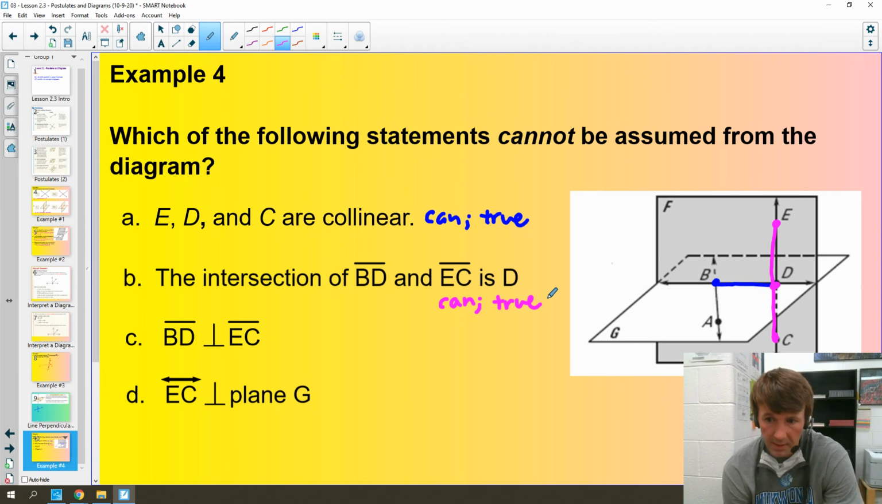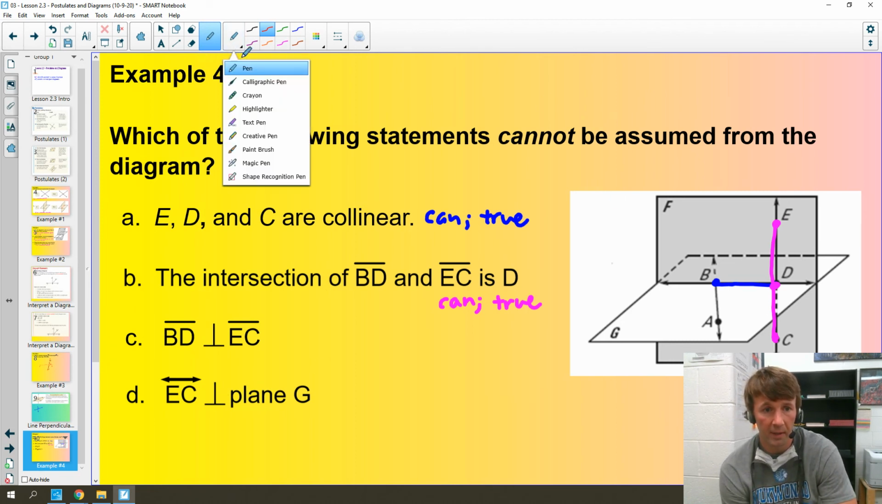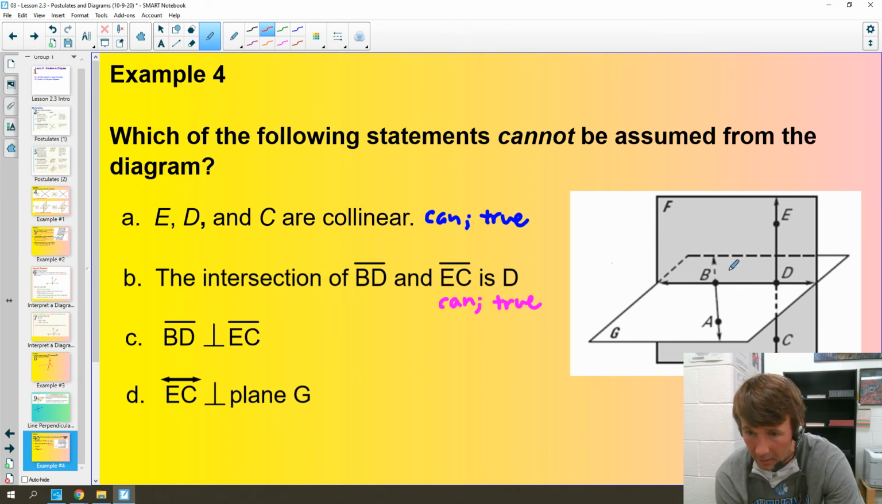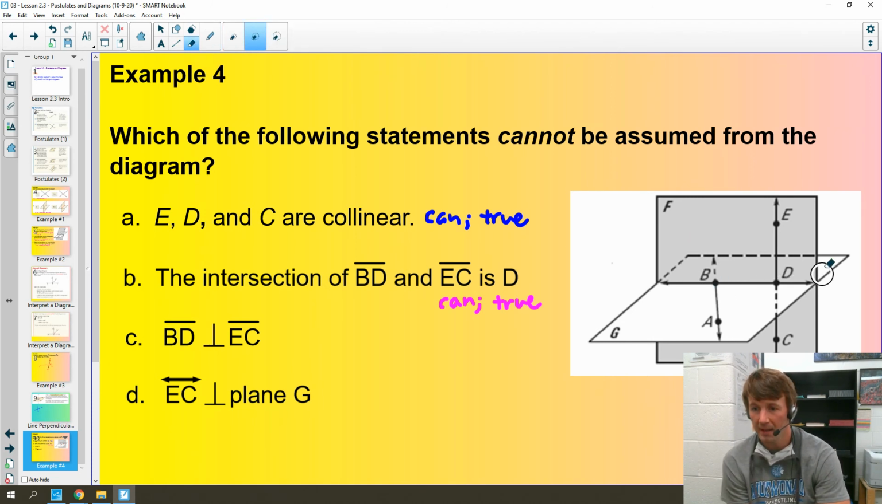Let's look at these next couple. At first glance, remember our symbol for perpendicular: BD is perpendicular to EC. If I clear off some of the stuff on my picture here, I'm probably going to have a hard time saying anything about perpendicular because we're missing those symbols. I don't know these planes are perpendicular. Anything that's going to ask me about perpendicular is not going to be able to be answered because we need those markings.